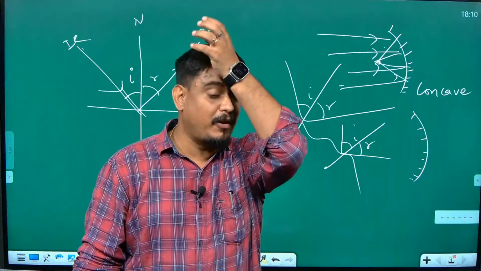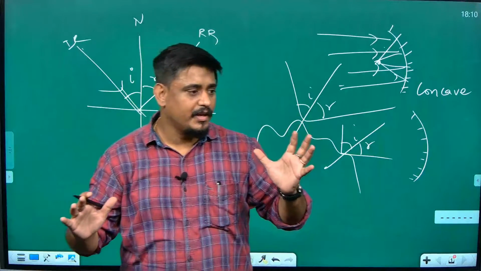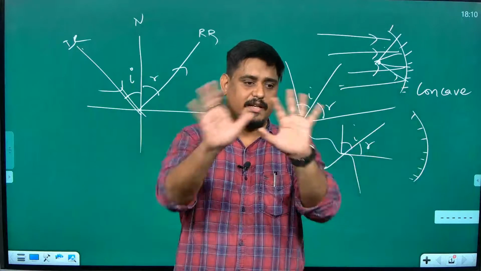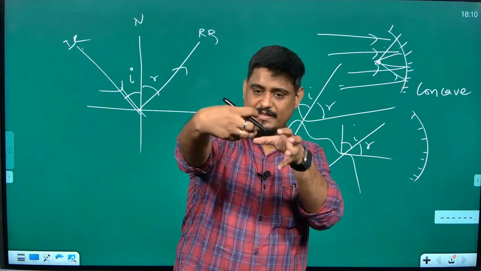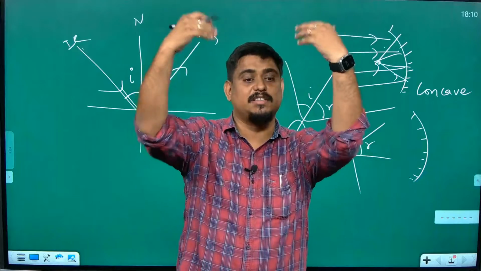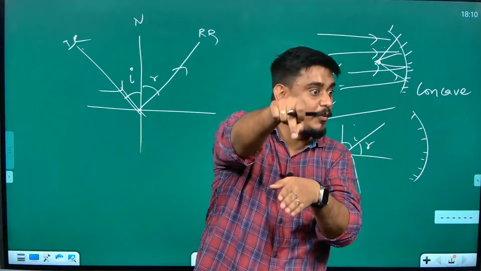I gave an example of a dish antenna in the previous class. If you see a dish antenna, earlier days we used to have it, nowadays we have fibers. In a dish antenna, we have a probe in the middle, at a little height. Where that probe is fixed, you know, is the focus. So the light or the signals coming from space hit, reflect and go onto the probe.